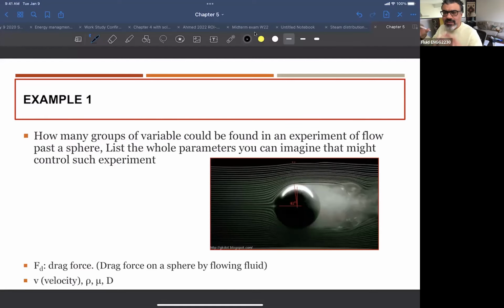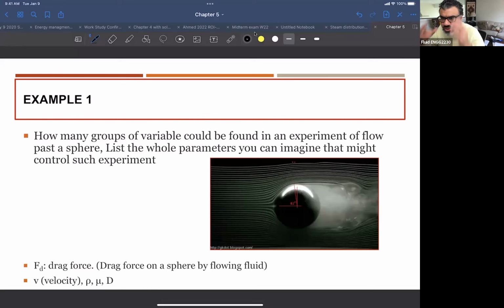Or if you have a cylinder, it's two: the diameter and also the length of the cylinder, right? So the more complex the geometry, the more complex the design, the more complex the problem, right? So this is a very simple sphere. The sphere here has a diameter or geometry D, and it's telling you the force of the drag. This sphere is moving in a flow, or the flow is moving around the sphere.